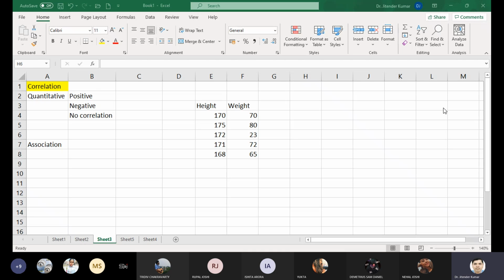Why is it not right? Just now I told you correlation is the term used for quantitative variables. Smoking and lung cancer both are qualitative variables. Whether you smoke or you do not smoke, whether you have cancer or you do not have cancer, these are qualitative variables. So we cannot study correlation between these variables, right? So that is not correlation.